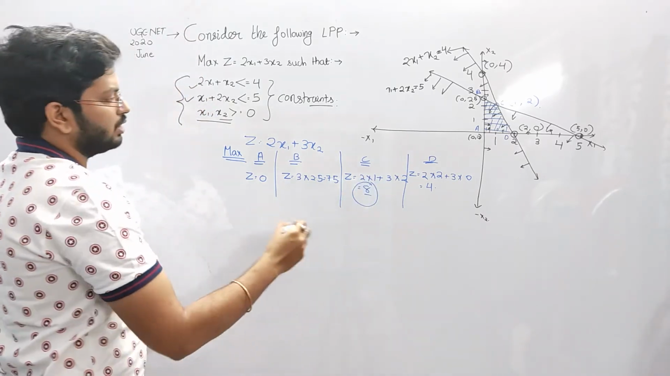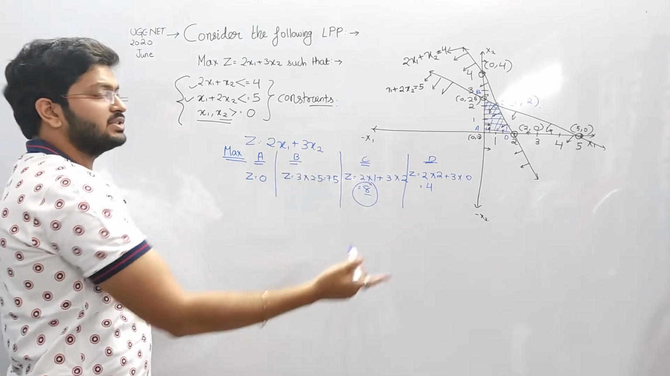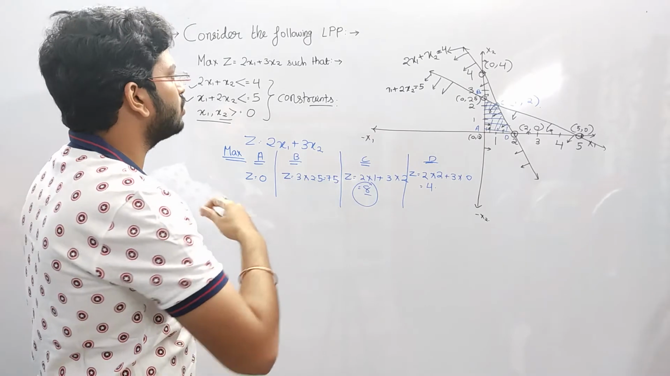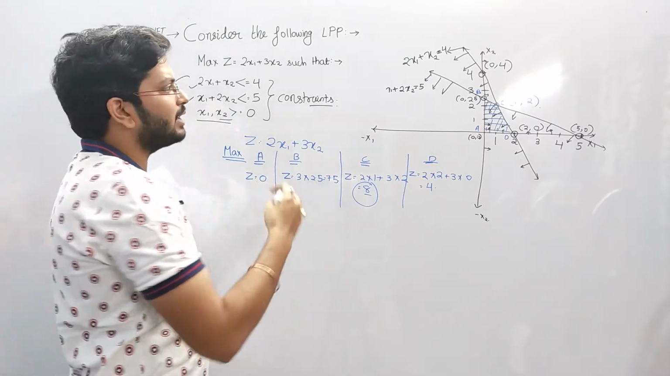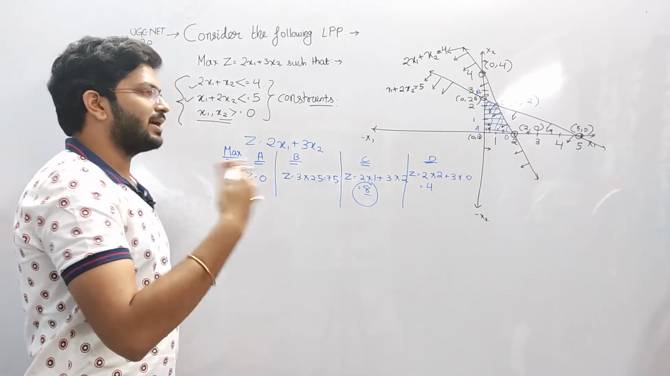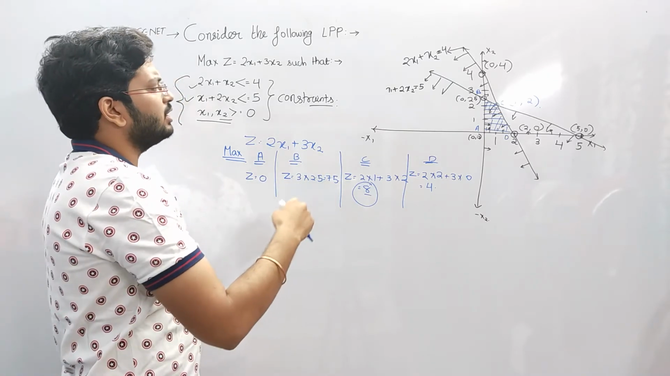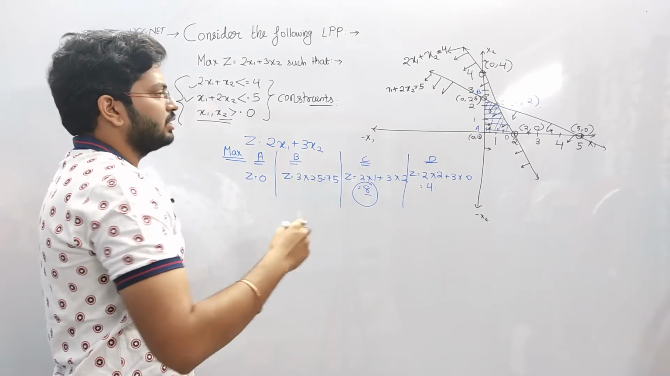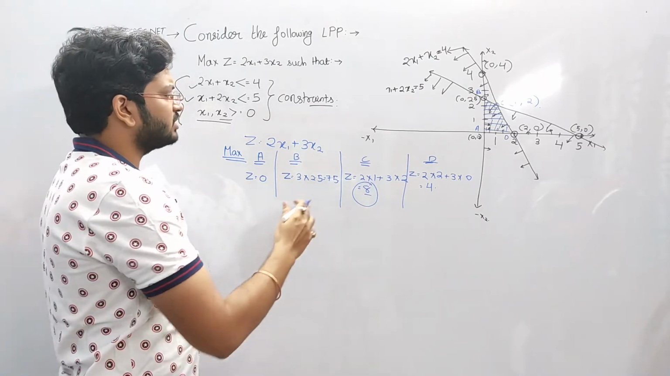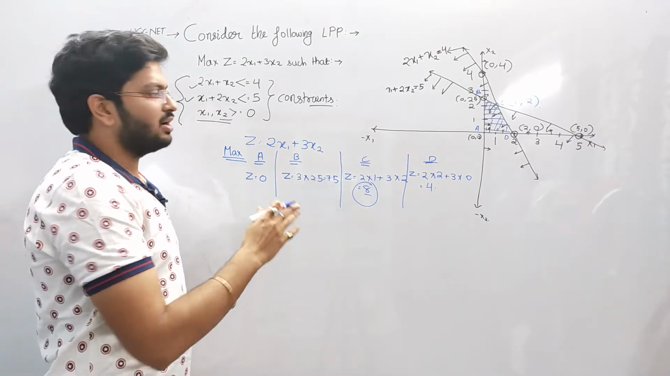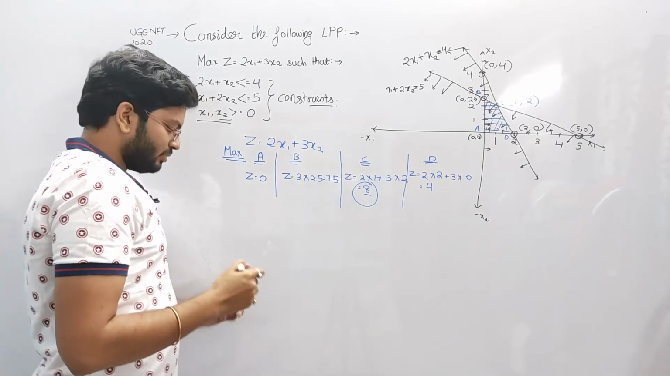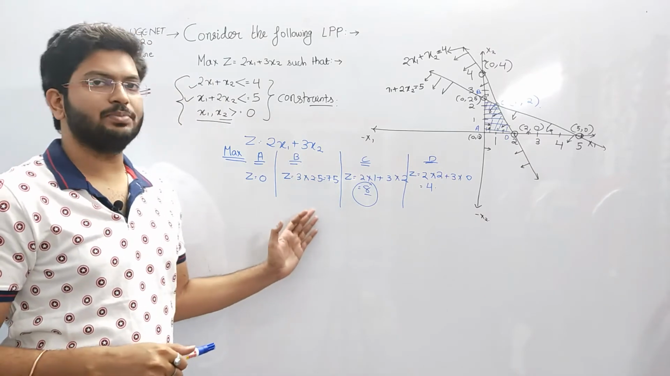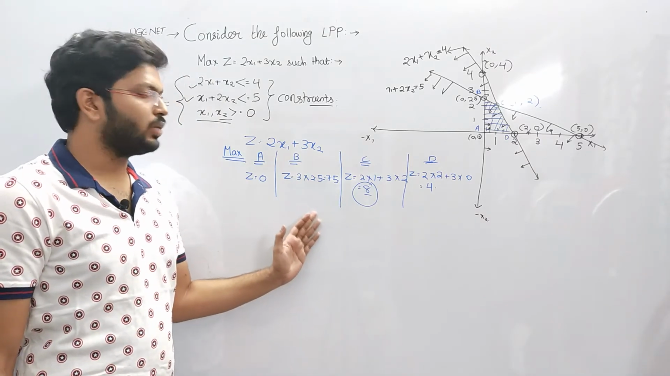In this way we will be able to solve this kind of linear programming problem. Since I explained it step by step, it might take a little more time, but once you practice and get familiar with it, it will be solved in 2 to 3 minutes maximum. So just take this type of question and try to solve. If doubt persists, please mention it in the comment section. We'll be happy to help you out.